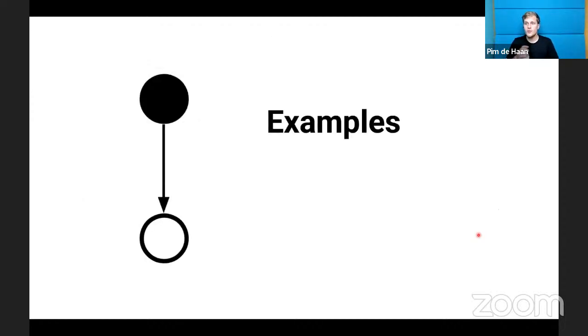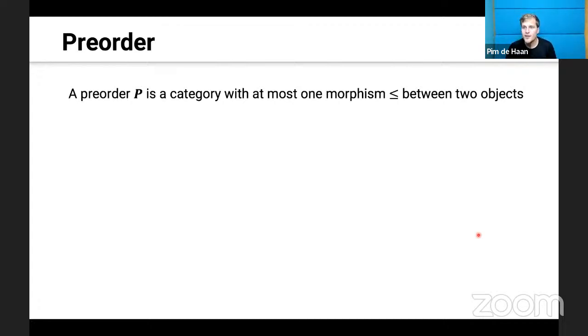So let's now come to a couple of examples of naturality. A pre-order is an instance of a category in which there is at most one morphism, often written lower than or equal, between two objects. And examples are like the real numbers, where the one morphism exists if the first real number is smaller than the second real number.